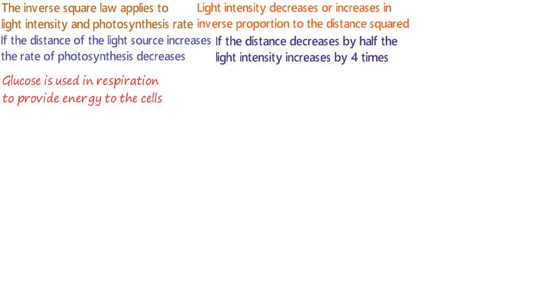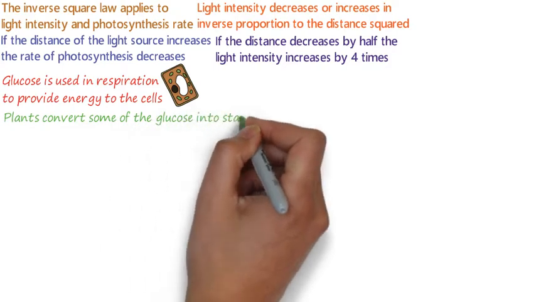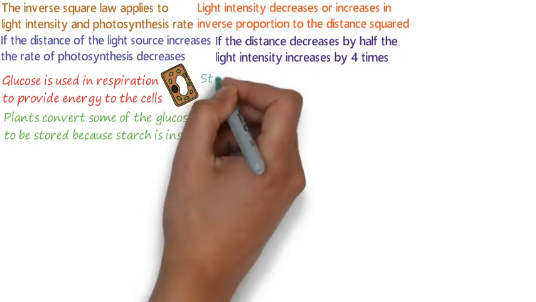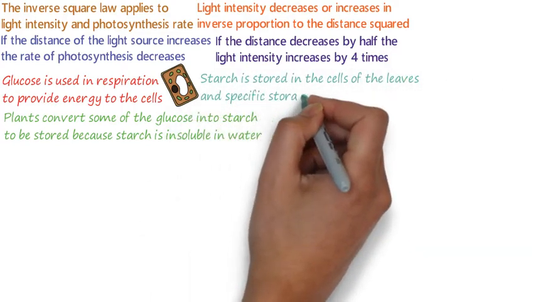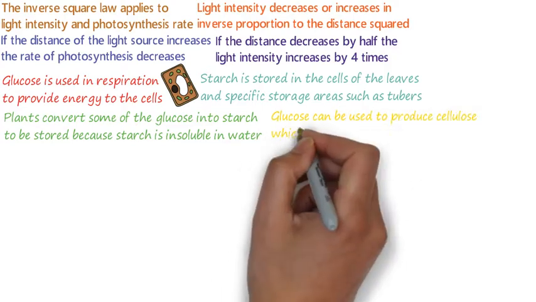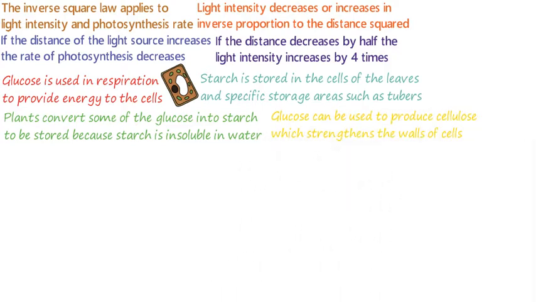Plants use the glucose produced in photosynthesis for many different things. Glucose is used in respiration to provide energy to the cells. Plants convert some of the glucose into starch to be stored. Starch is insoluble in water, and so it won't affect the water balance of the plant. Glucose, however, is soluble. Starch is the main energy store of the plant, and it is stored in the cells of the leaves and specific storage areas such as the tubers.